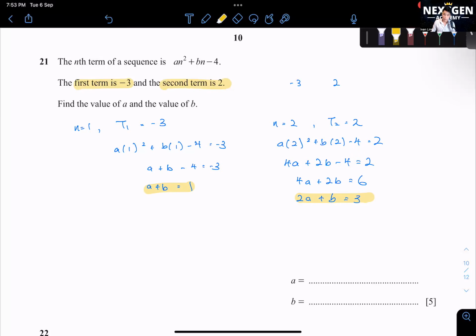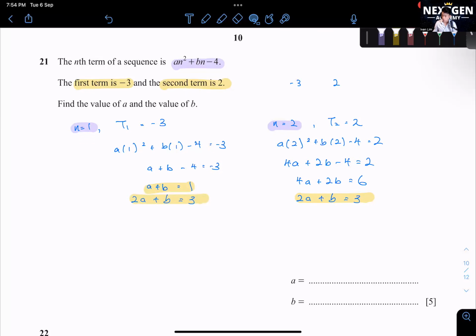Okay, so do you understand here? I'm literally just substituting in the values, when n equals 2 and n equals 1, into this particular equation, an squared plus bn minus 4. Now you see I got 2 equations here, right? What I can do is a simultaneous equation. You can do substitution or elimination, both can.